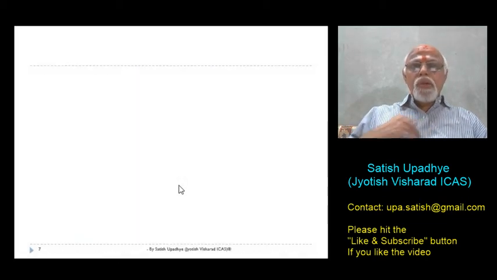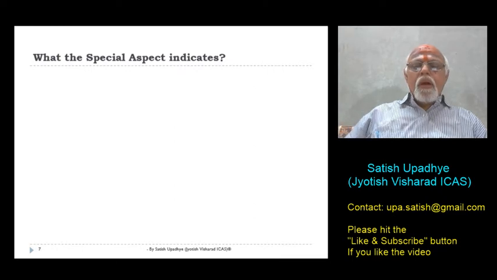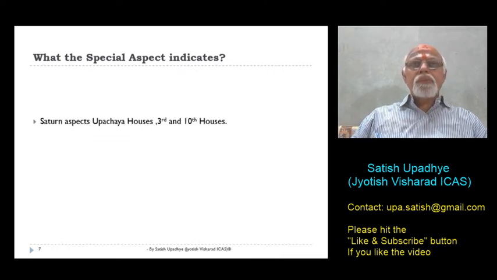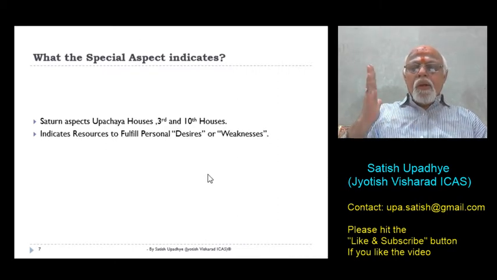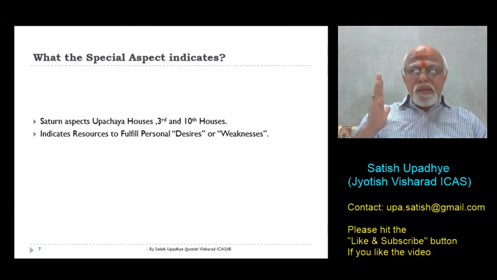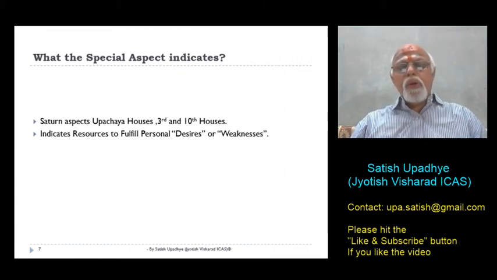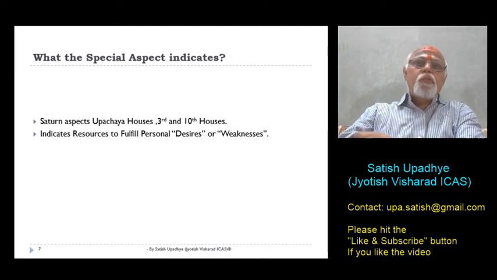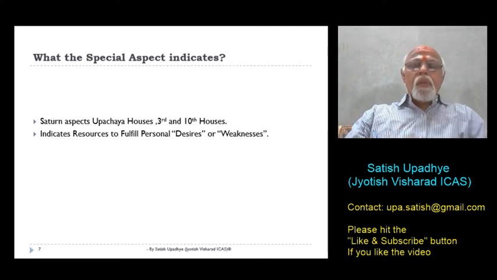Now we will go to the next slide, which is pertaining to Saturn. Saturn has two additional aspects. One is the third house aspect and the other is the 10th house aspect. This particular aspect of Saturn is indicative of resources to fulfill the personal desires and weaknesses. This is a very important point. This is pertaining to the free will of man. Who is the indicator of rebirth? Rahu is the indicator of rebirth.